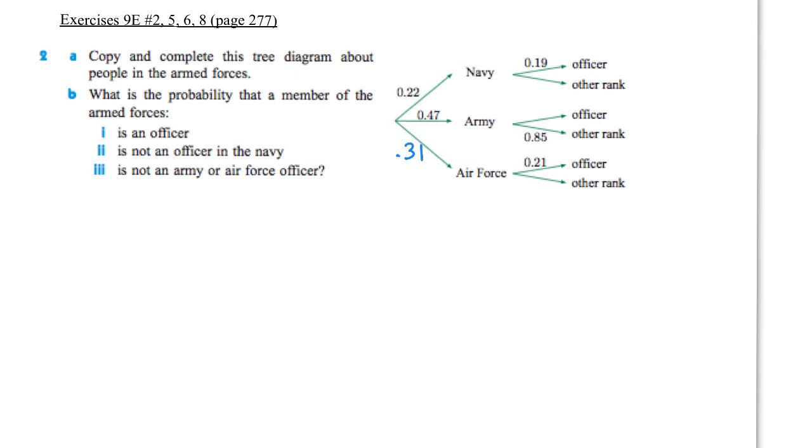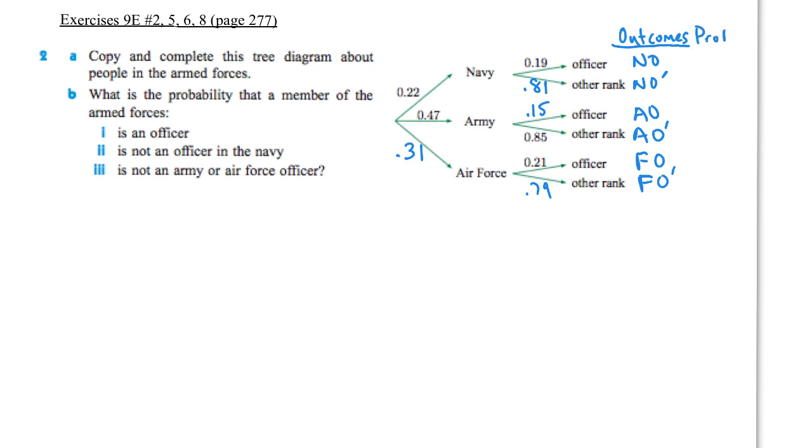In the Navy, if 19% are officers, then 81% are not. In the Army, if 85% are not officers, then 15% are. And in the Air Force, if 21% are officers, then 79% are not. So then, if we squeeze in right here, outcomes: you could be a Navy officer, or you could be in the Navy and not be an officer. You could be in the Army and be an officer, or in the Army and not be an officer. You can be in the Air Force, and we'll use F, and be an officer, or Air Force and not an officer.